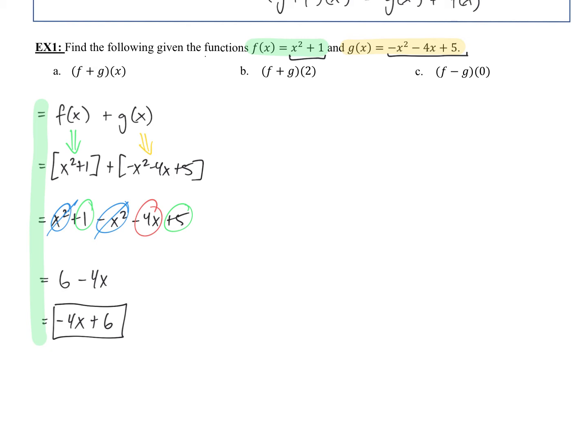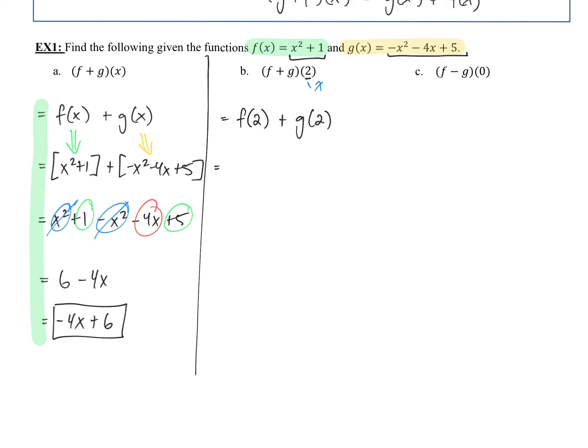Now let's take a look at B. B is a little different. It has f plus g, but this time instead of x, we have something new. We're going to be replacing all of our x values with 2. So instead of x, we'll swap them out for 2. But I'm going to set this up the same way we did before. We know that (f + g)(2) is going to be f of 2 plus g of 2.